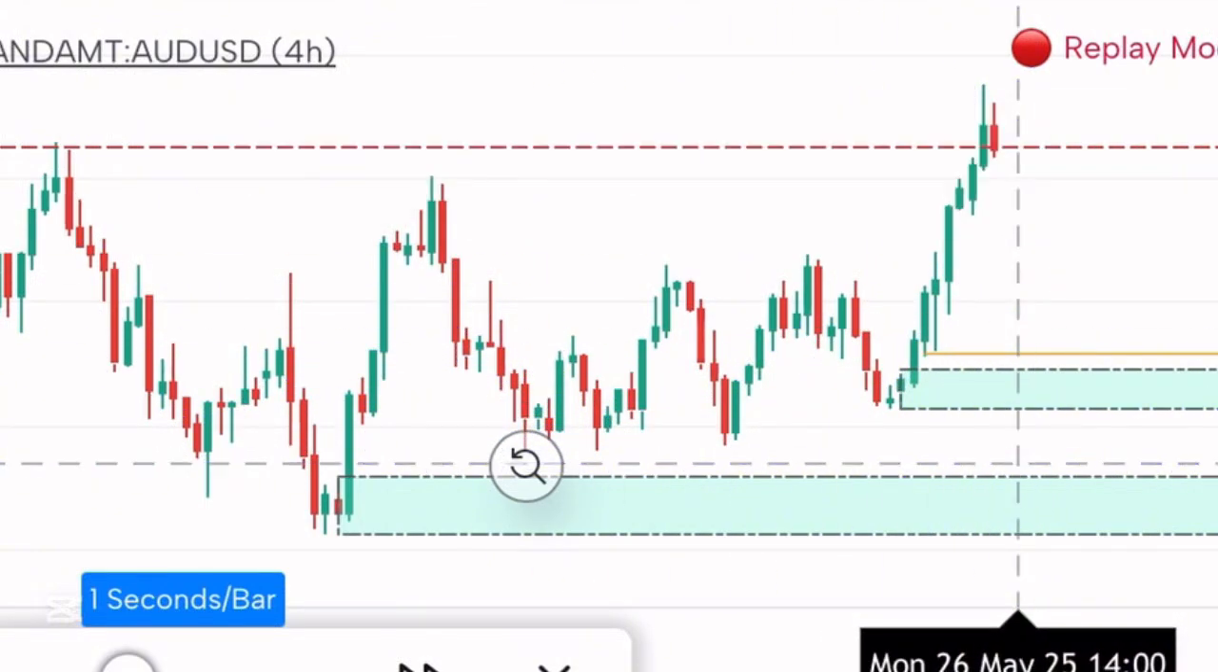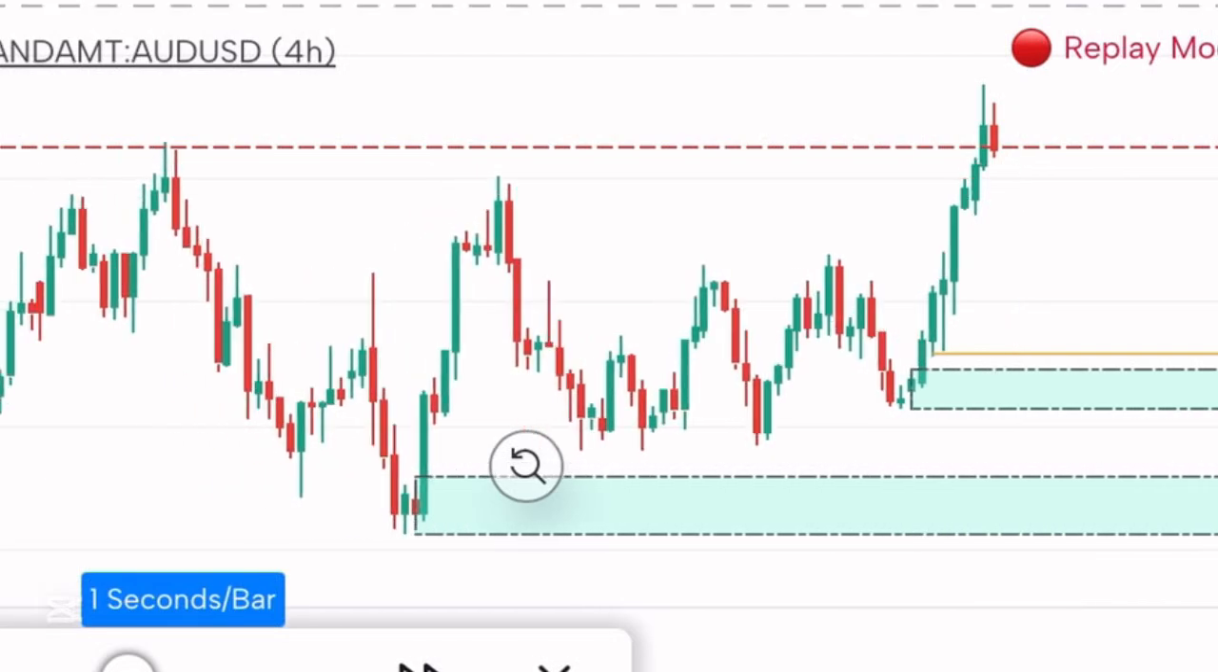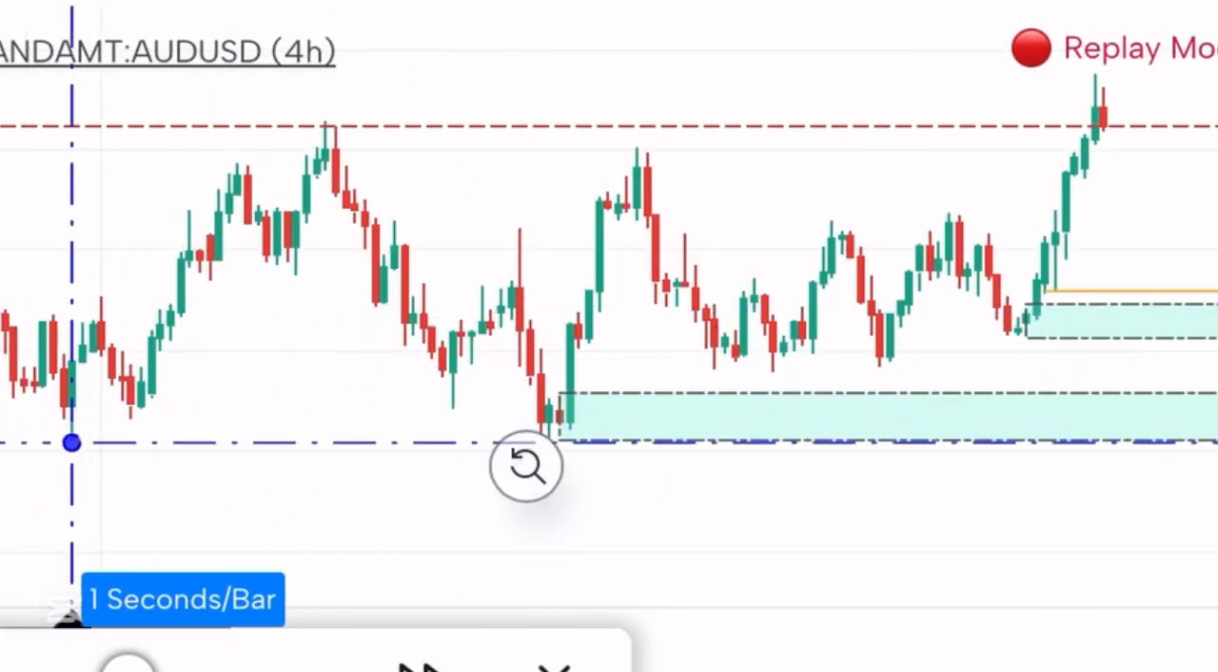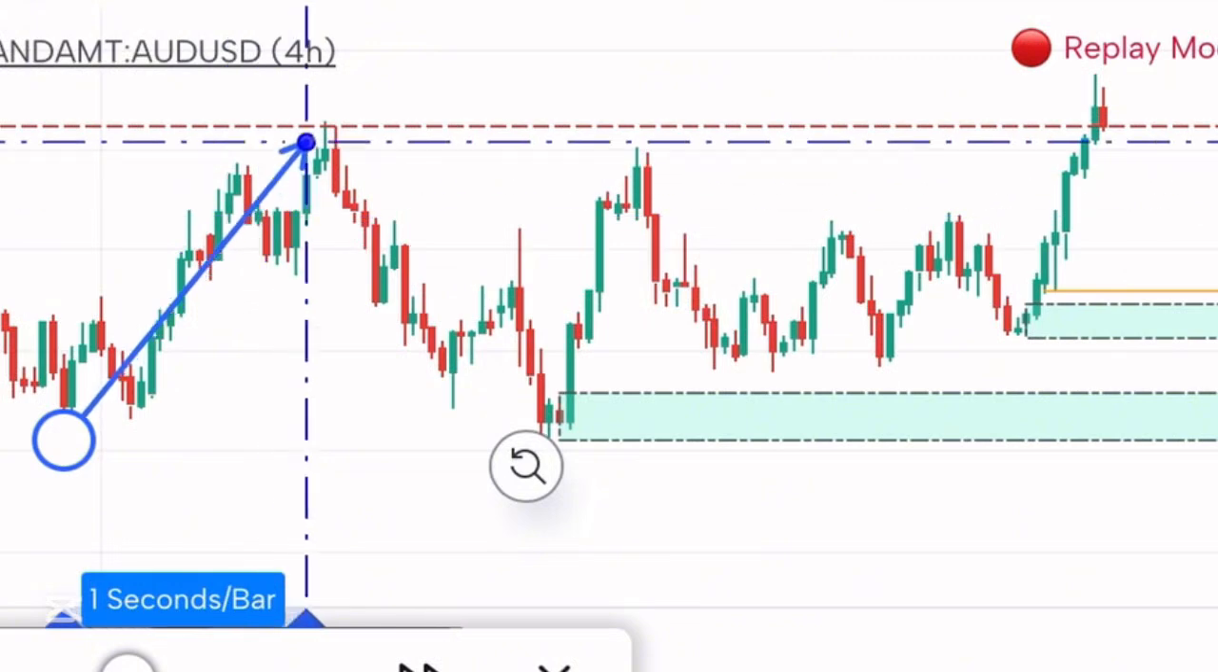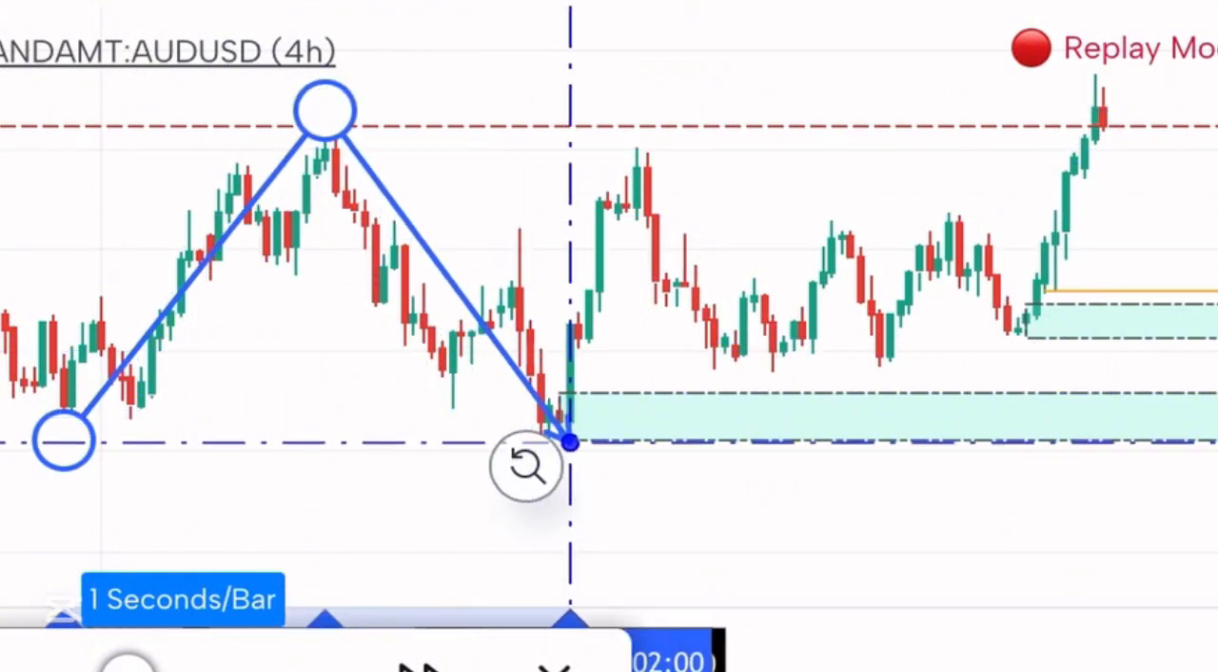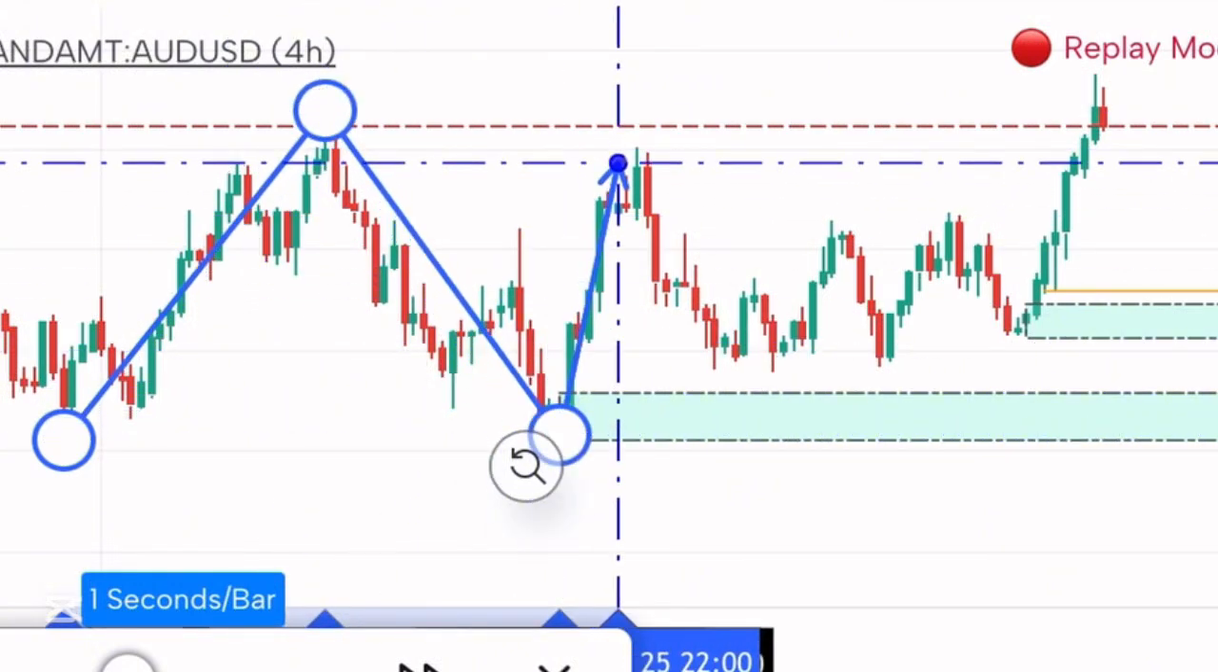Now if you are not paying attention, then you might not be able to answer this question. So let me just answer it. Let's read this market structure. This market had a low here. We came here, we formed a high. We came to this place, we formed a low, a high here.